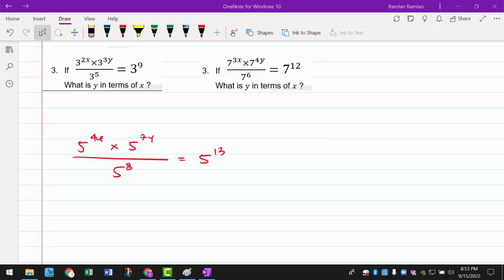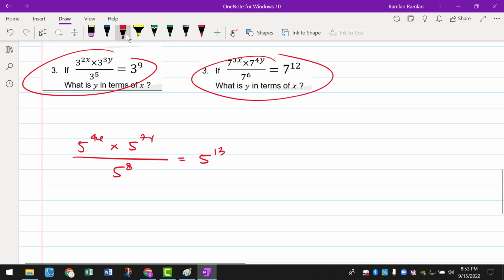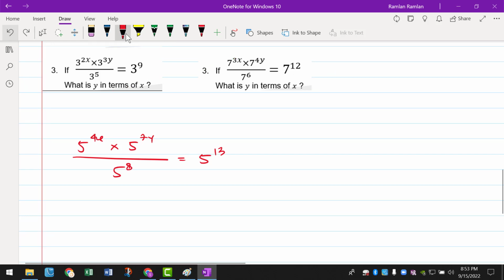Okay, next question, number 3. We have these two questions, this one and this one, and basically they have the same concept again. So I'm going to read the first one. It is: if 3 to the power of 2x times 3 to the power of 3y over 3 to the power of 5 equals 3 to the power of 9, what is y in terms of x?